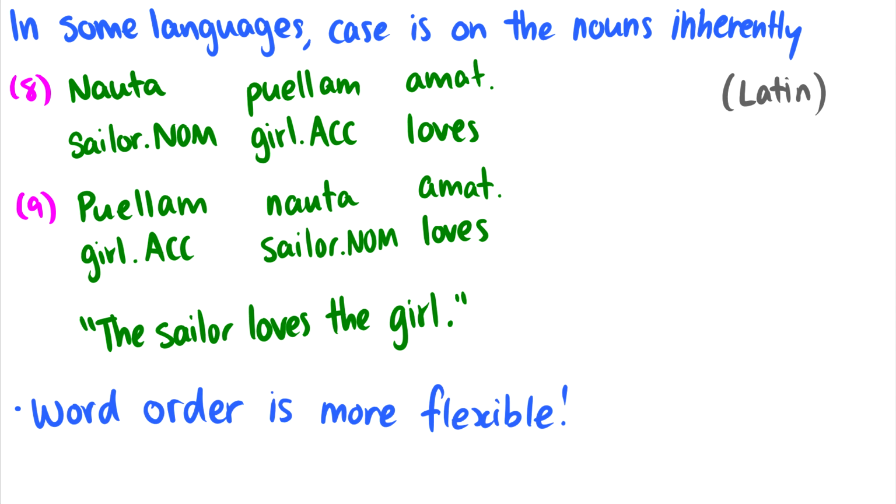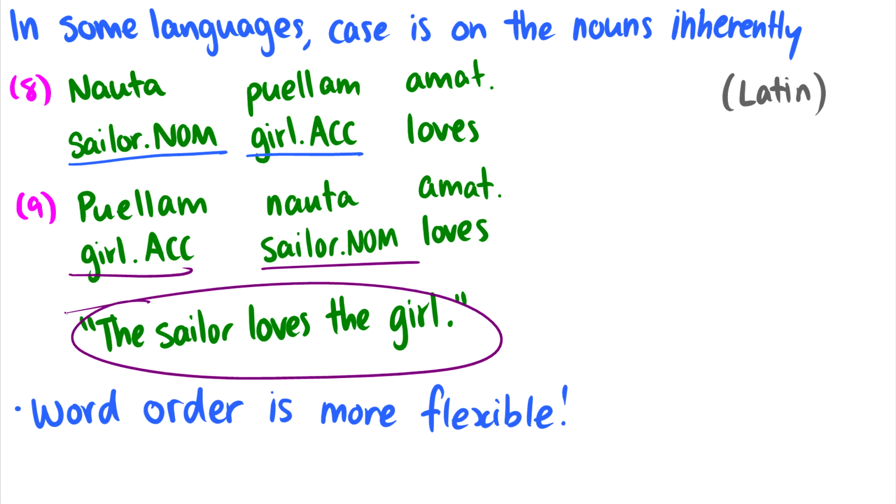So what about in Latin? Well, here we have sailor.nom, girl.acc, loves. So nominative and accusative are part of the words. And because these cases are part of the words, we can switch them around. We can say girl accusative, sailor nominative, loves, and we can switch the word order, and we still get the same meaning. The sailor loves the girl.